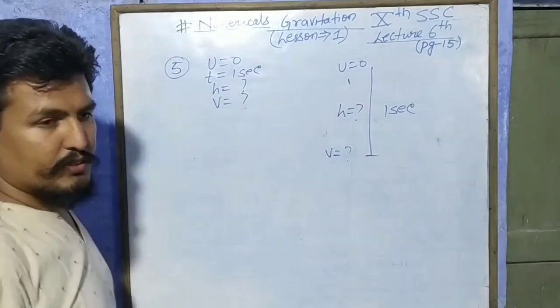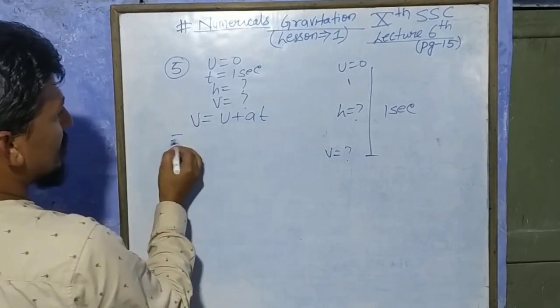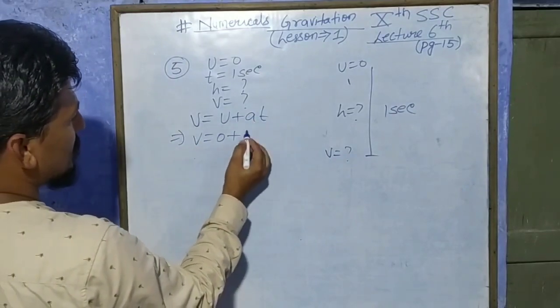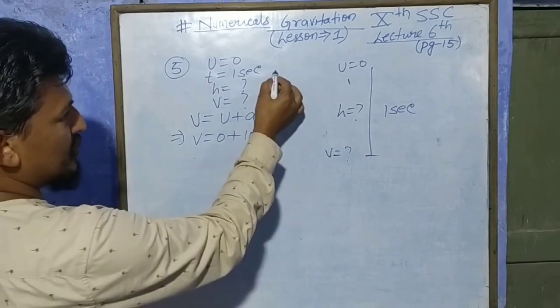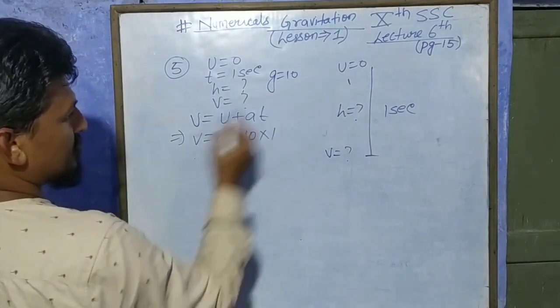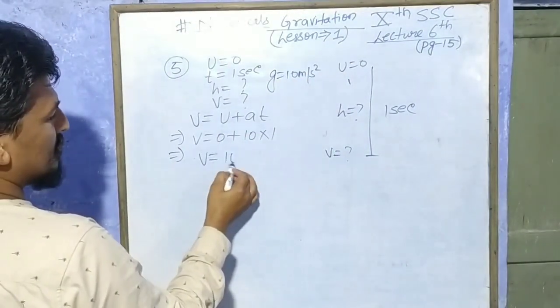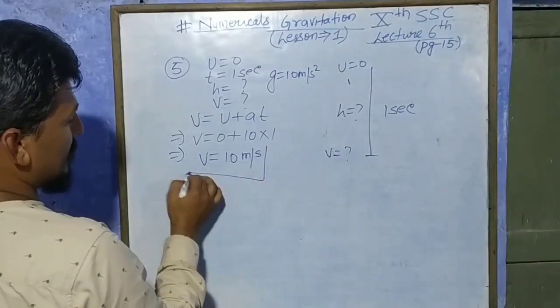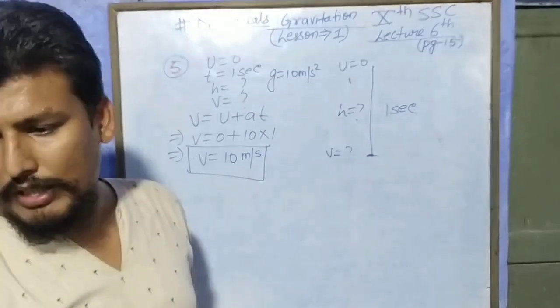Final velocity, first equation. V is equal to u plus at. V equal to 0 plus 10 into 1. A is g, which is 10 meter per second square. So V equals 10 meter per second. Final velocity here becomes 10 meter per second.